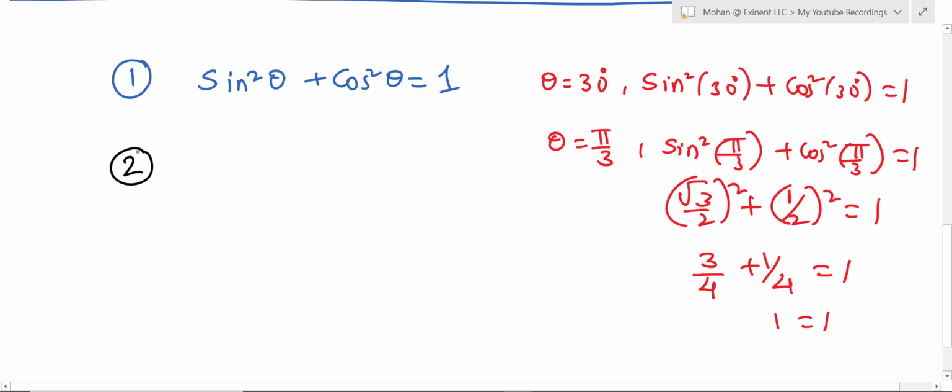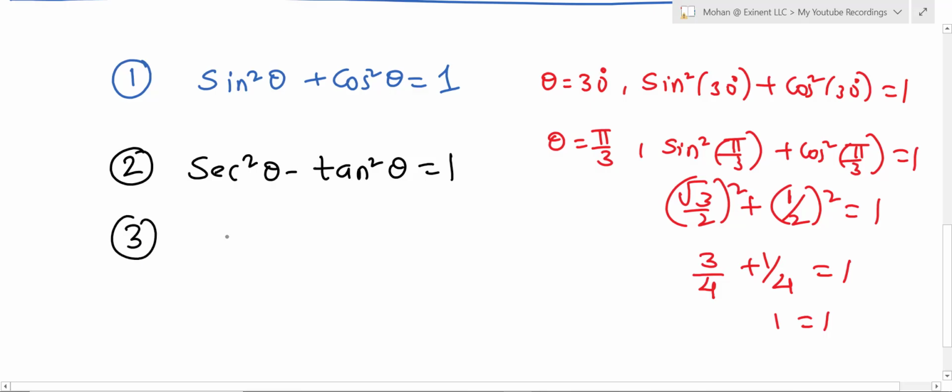Second is secant square theta minus tan square theta is equal to 1. That is one more identity. Third one is cosecant square theta minus cot square theta is equal to 1. We are done with the identities. So basically whatever the value of theta you put, it is true for all these three.